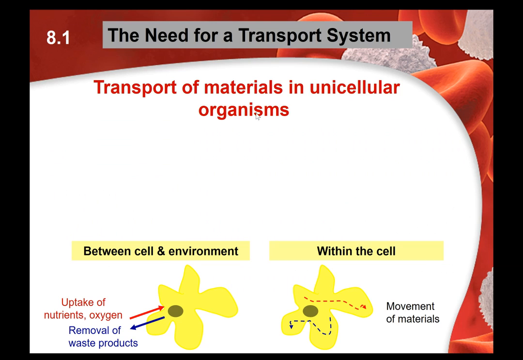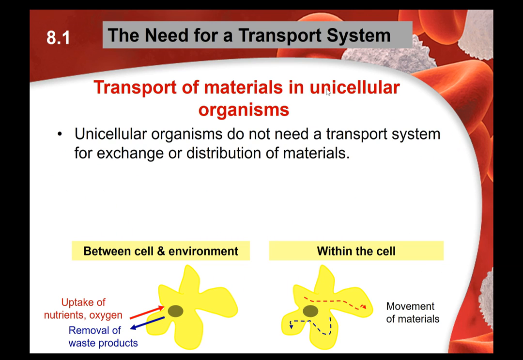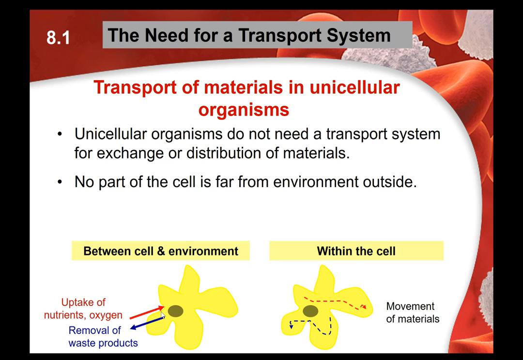For unicellular, for transport of materials, they do not need a transport system, whereas for us, we need a transport system. Because for them there is only one cell and direct contact between the cell and the environment. So their cell is very near the environment. It's in direct contact with the environment. So the uptake of nutrients and oxygen can be directly from the environment to the cell, and the same goes for the removal of waste products from the cell to the surroundings. So no part of the cell is far from the environment outside.